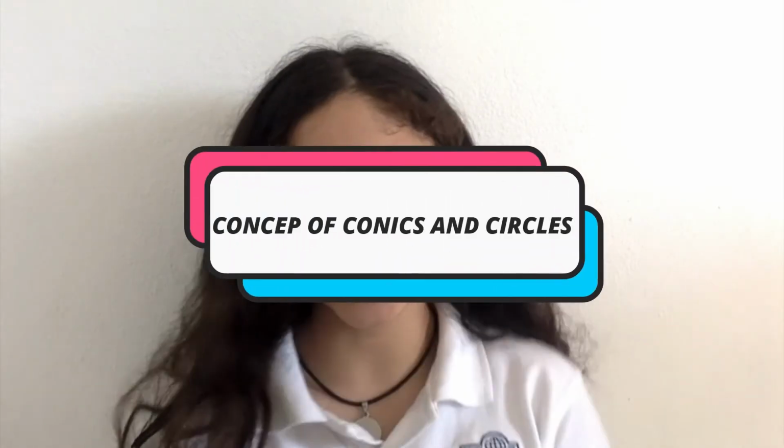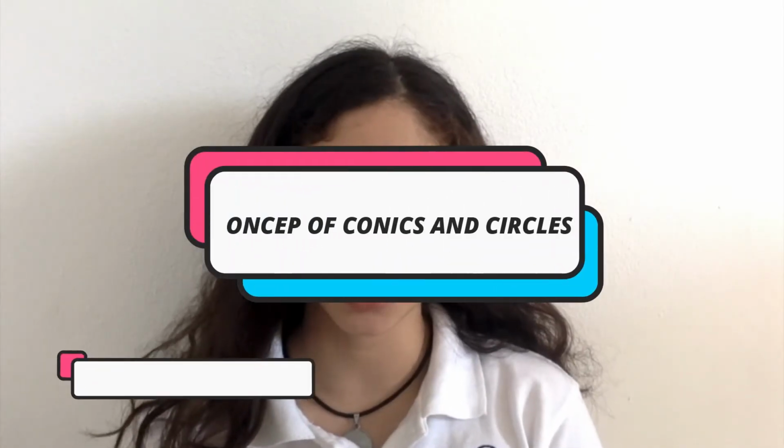Hello, I will be introducing the concept and definition of conics and circles. For starters, a conic section, or simply a conic, is a curve obtained in an intersection of the surface of the cone with the plane. The three types of conic sections are hyperbola, parabola, and ellipse. The circle is a type of ellipse and can also be considered to be a fourth type of conic section.